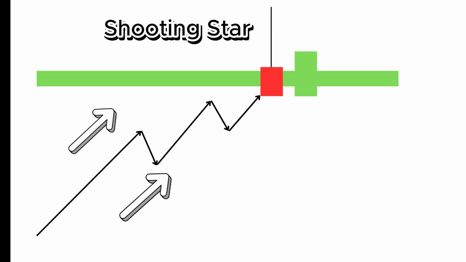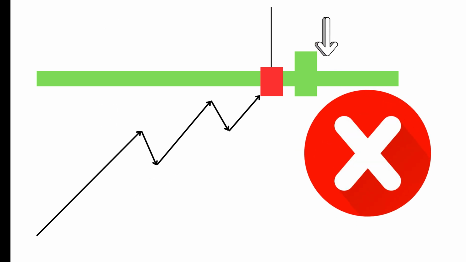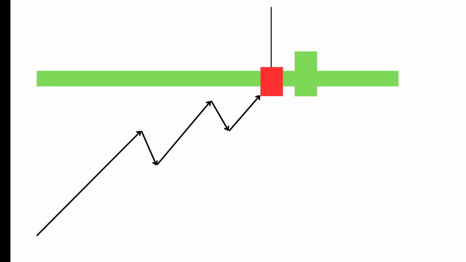Here's how I thought about it. If I see a shooting star in an uptrend forming at a resistance, I won't go into the reversal trade. I will wait for the next candle to close above the resistance. When this happens, I will simply use the resistance as a support and place a call trade.